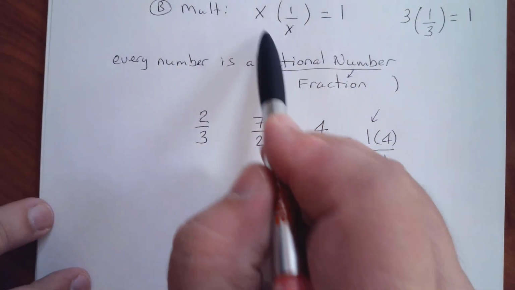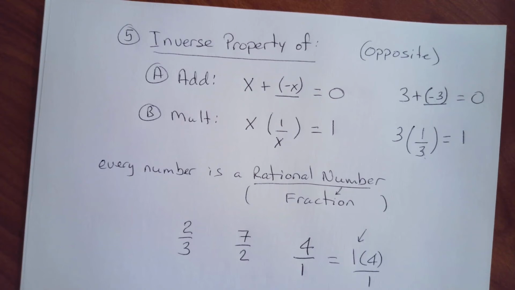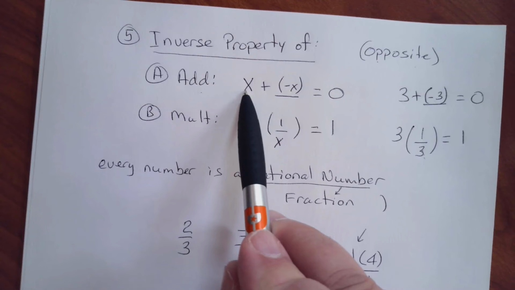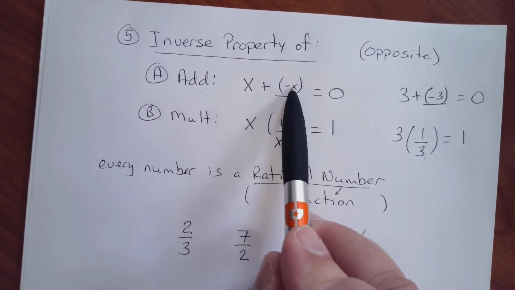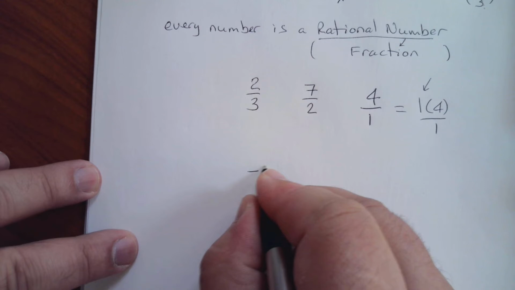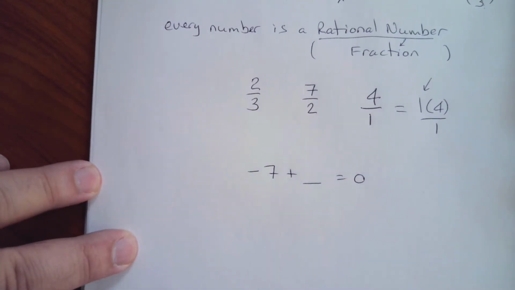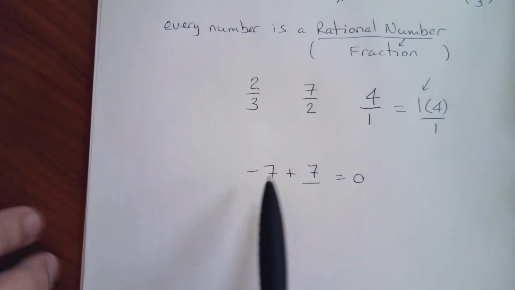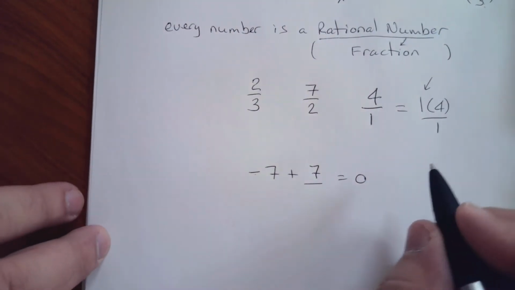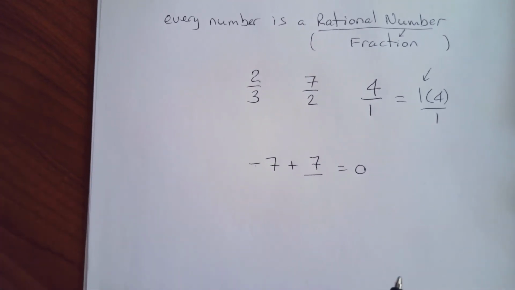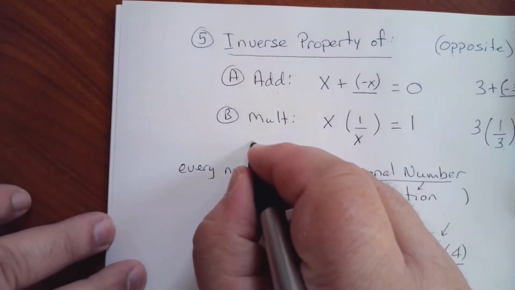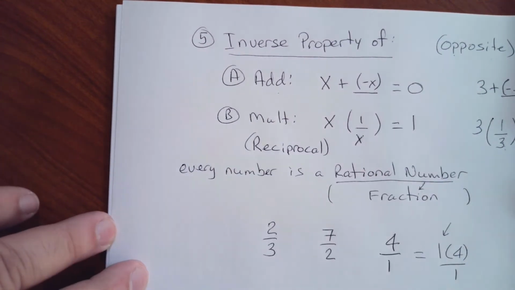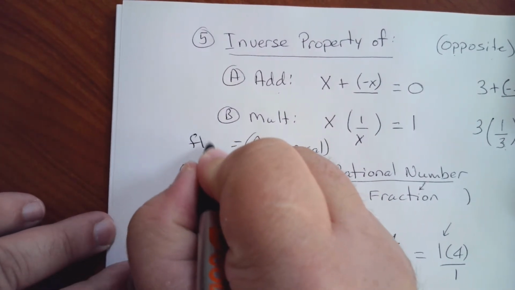Which would now explain this rule. Remember I said opposites. The opposite of addition is just change the sign. So if I had negative 7 plus what gives me 0? Positive 7, right. So the opposite of an addition problem is just change the sign. But it's not called opposite in multiplication. Here it's called the reciprocal, or the flip.